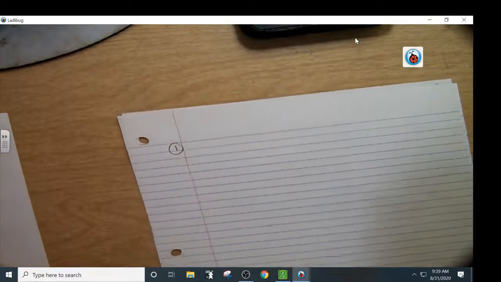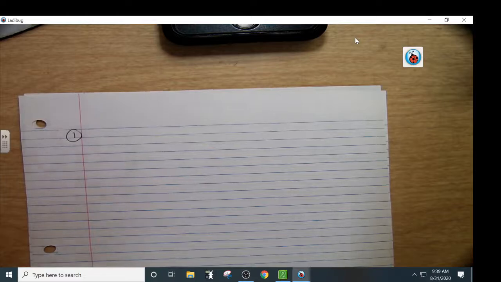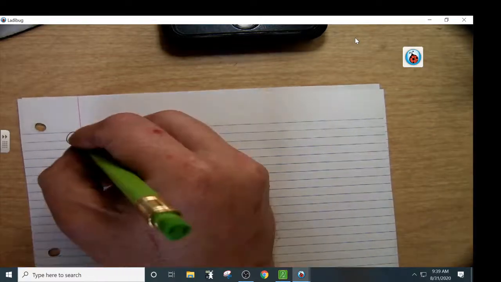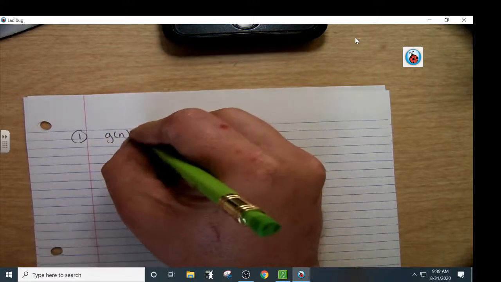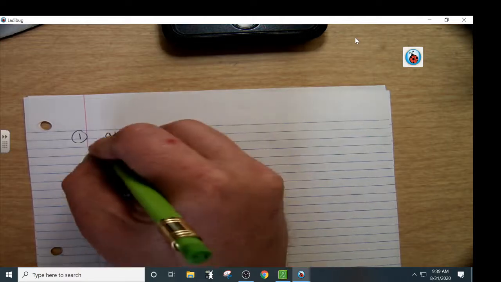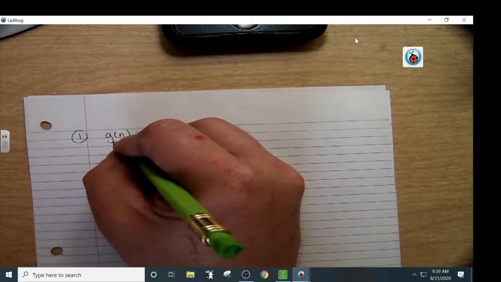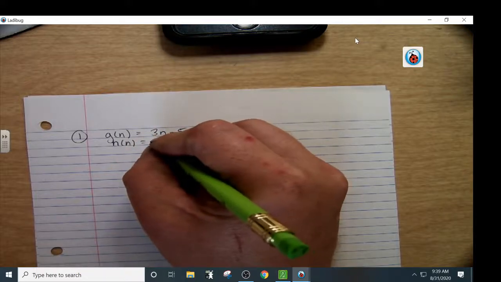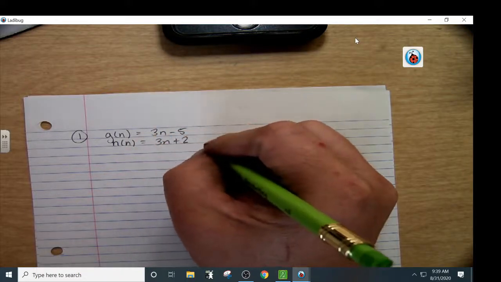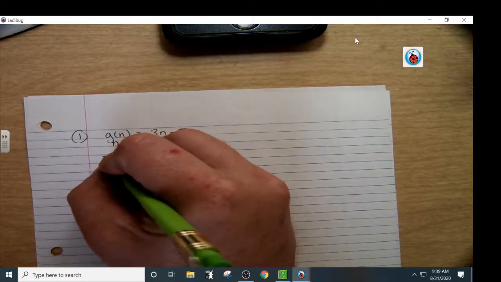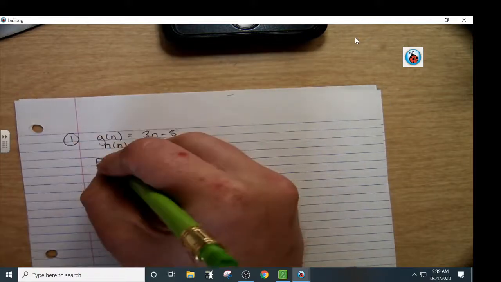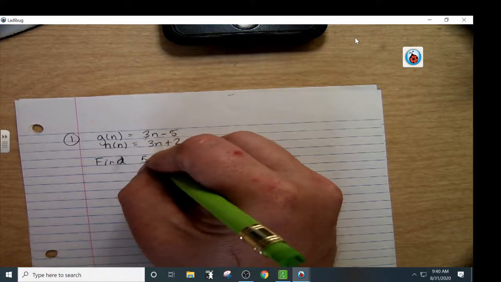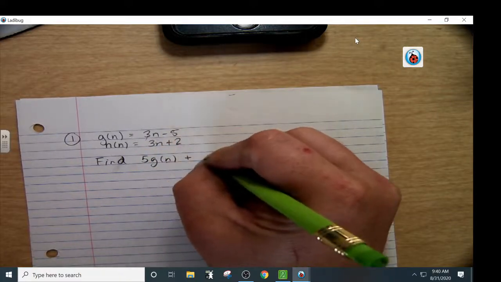Okay, guys. So this stuff is not that bad as far as the difficulty level. It's more or less the way they write it out. It looks confusing. Okay, so you've got function g of n equals 3n minus 5, and h of n equals 3n plus 2. Then it wants you to find 5g(n) plus 3h(n).